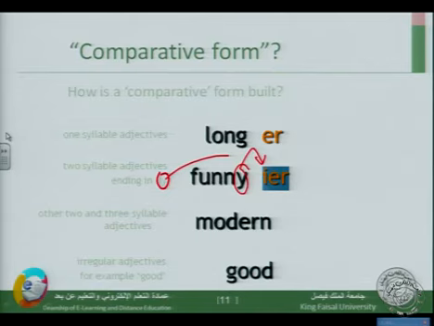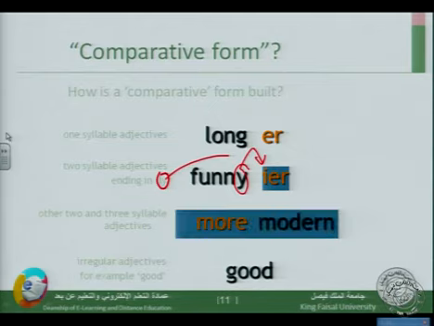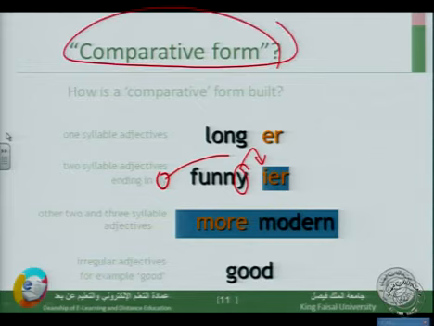بينما إذا كانت if we have other adjectives that have 2 or 3 syllables like modern, in this case we cannot say moderner. We should say more modern. We should use more modern to make a comparative form. However, as you know, every rule has an exception. كل قاعدة إلها استثناء. And the exception of this rule is good.